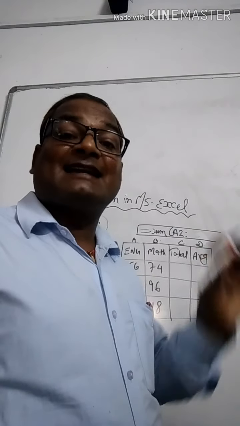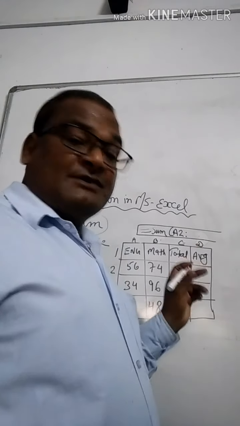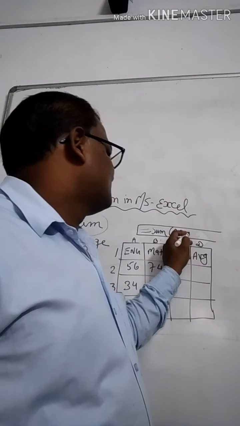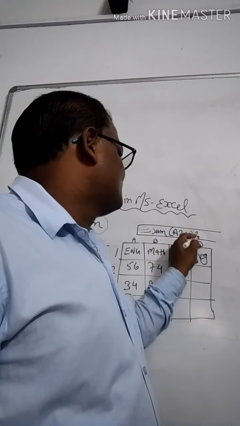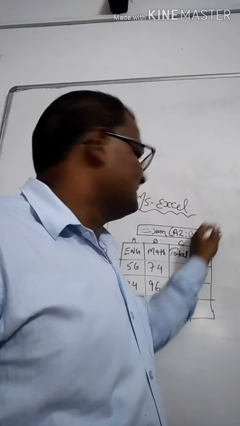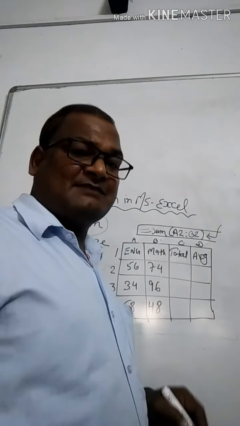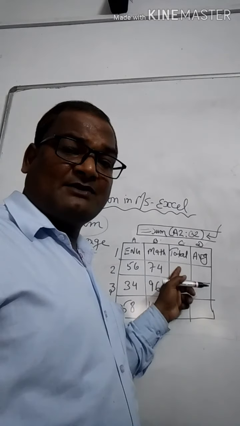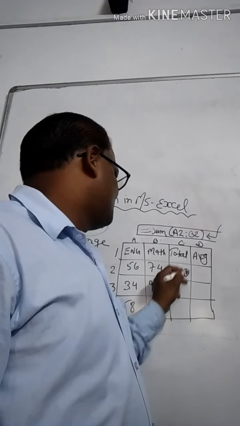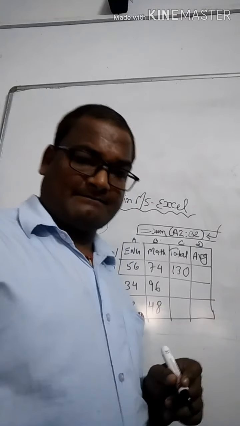That means you should write the range of the cells. Here I am using only two columns, that's why I am using A2 colon B2. Then press the Enter button. As you press Enter, your answer will appear on your screen, in this cell: 6, 4, 10, 7, 5, 12, 130.